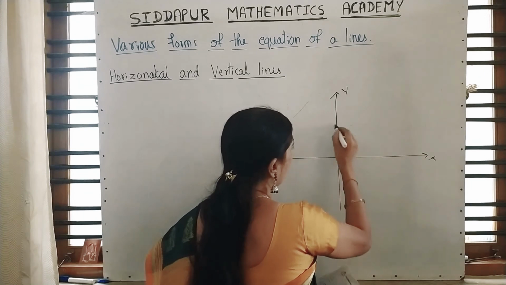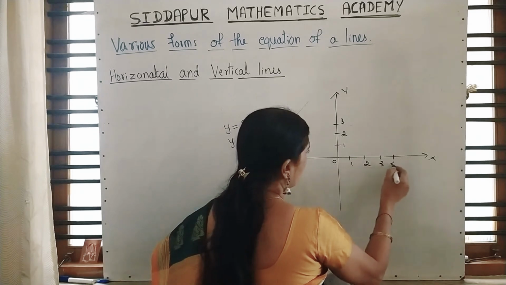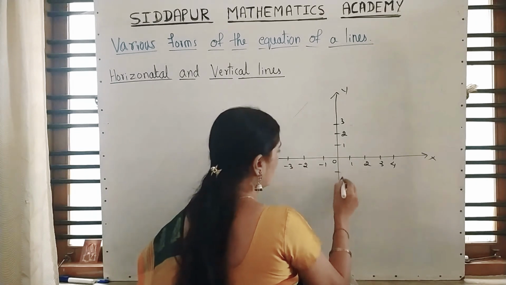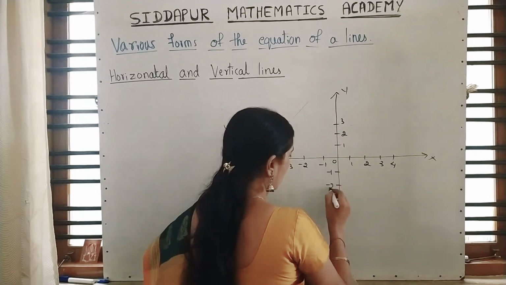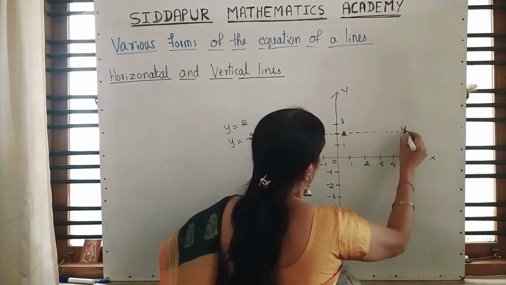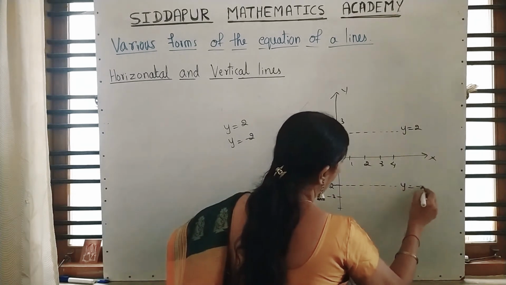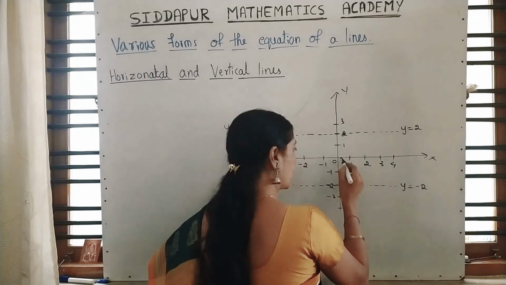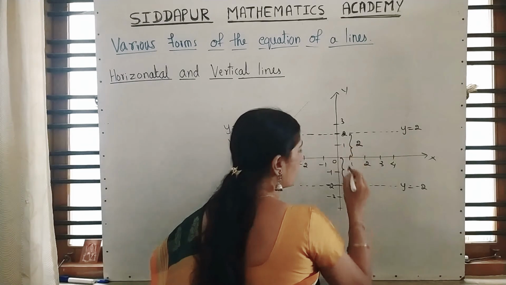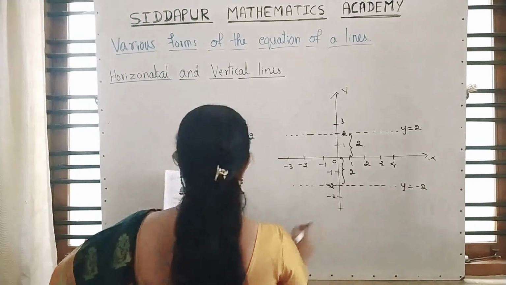This is 1, 2, 3. This is on x-axis. Y is equal to 2. This is the line parallel to x-axis. This is y is equal to minus 2. See, this is also a line parallel to x-axis. This is below the x-axis and this is above the x-axis. What is this distance? The distance is 2. So in general, can we take y is equal to a and y is equal to minus a?